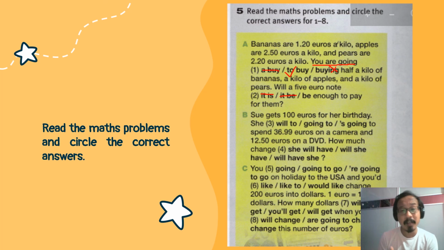What about the second one? Will a €5 note, it be enough to pay for them? Now, what about this one? Will a €5 note, it be enough to pay for them? Again, listen to yourself saying it, whether you sound right or not. Will a €5 note it be enough to pay for them? Doesn't sound right to me, right? So again, we can say this one is wrong too. So we're done with the last one. Let's try this one.